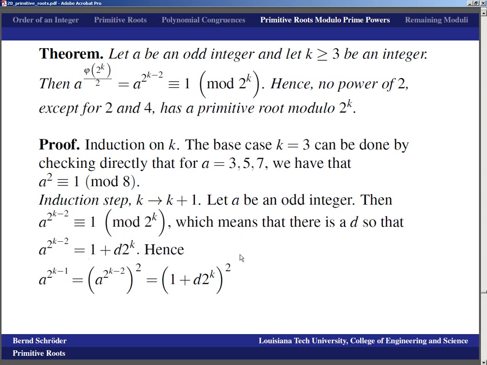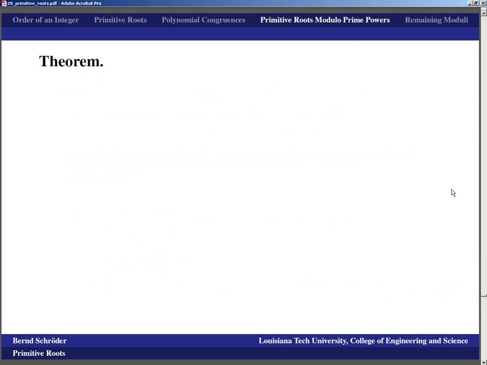and now we just have to multiply out the square. That's 1 plus 2 times d times 2 to the k, which is d times 2 to the k plus 1, plus d squared 2 to the 2k, that's d times 2 to the k squared, and we realize that these two are 0 modulo 2 to the k plus 1, so this is equivalent to 1 modulo 2 to the k plus 1, and that's it already. So that means that powers of 2 don't have primitive roots unless they're 2 and 4.